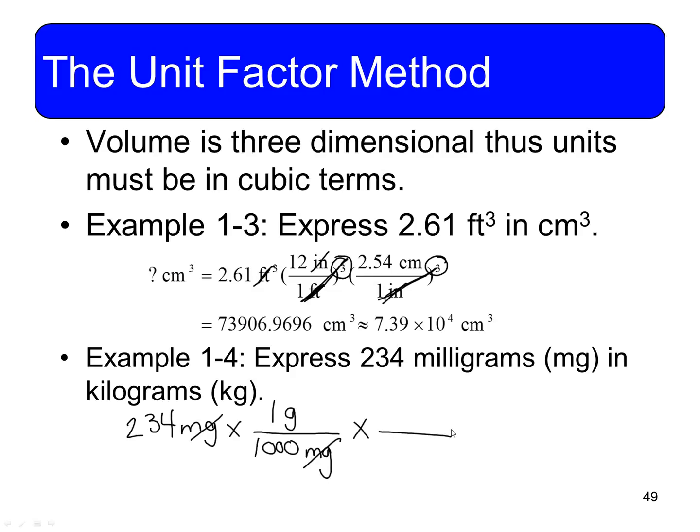Okay, and then we have 1,000 grams in 1 kilogram. So grams cancel. We're left with kilograms, not canceled out, which is what we want as our units. And so we end up getting 2.34 times 10 to the negative 4 kilograms. It's a pretty small number, so you probably would want to go ahead and put it in scientific notation.